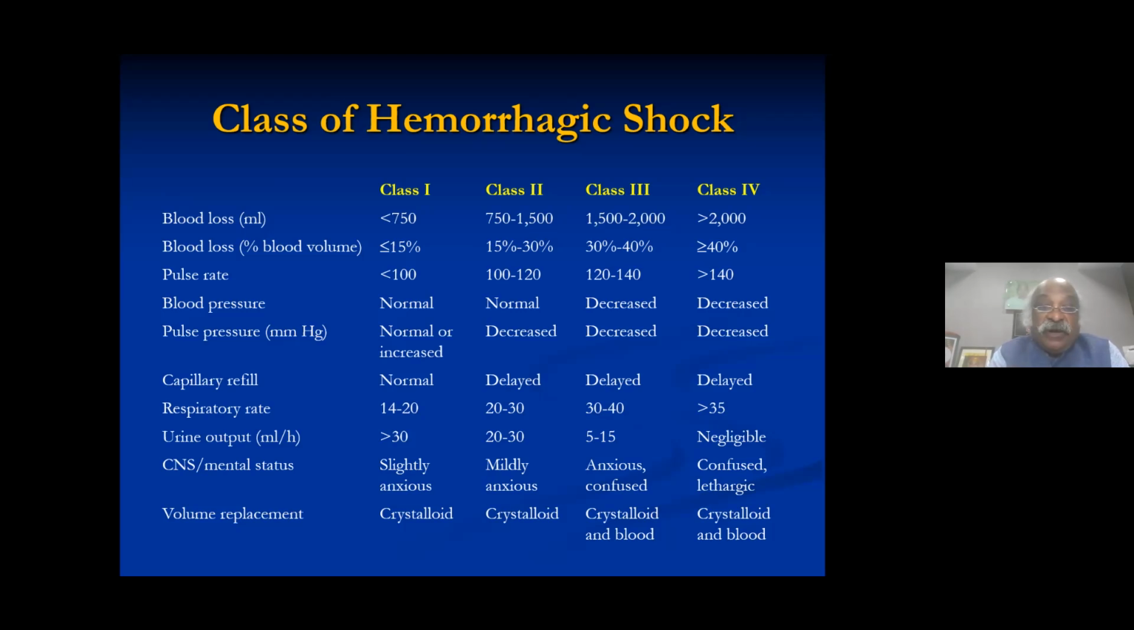And what are the criteria? In the different classes, there are various components you diagnose and label as this particular shock is of class 1, class 2, class 3 or class 4. The various clinical criteria: pulse rate, blood pressure, pulse pressure, capillary refill, respiratory rate, urine output, and the mental status or sensorium. These are the different criteria by which you can assess the class or degree. And once you find out the class, the prognosis and the management can be defined well.